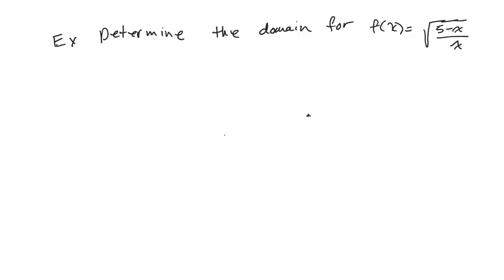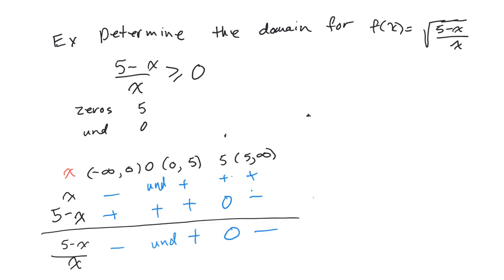Okay, for this next problem, we've got 5 minus x over x has got to be bigger than or equal to 0. That's what we have to start with. And in doing so, we have to identify the fact that our zero is 5, and the undefined value is 0. So let's go and check using our favorite thing, the sign chart. So we end up with this sign chart.